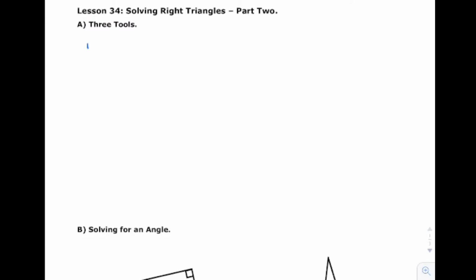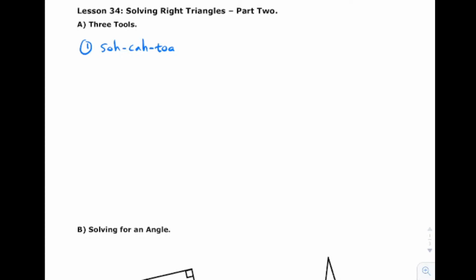I think the first thing I listed as a tool was good old SOHCAHTOA, which is kind of like a 3-in-1 tool, I guess, because it stands for 3 formulas, right? The sine is the opposite over the hypotenuse. The cosine is the adjacent over the hypotenuse. The tangent is the opposite over the adjacent.